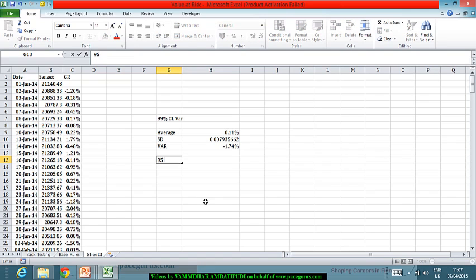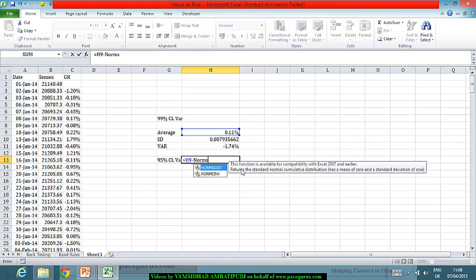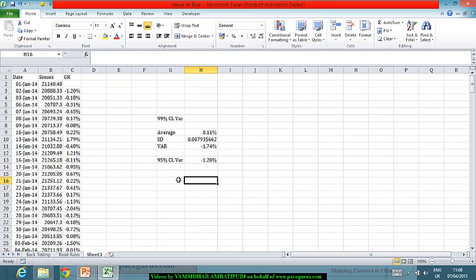If I want the 95% confidence level VAR in this example, I'll get it as the mean minus the norms inverse associated with 95% times the standard deviation, which works out to somewhere around minus 1.2. So these are the 99% and 95% confidence level VAR.